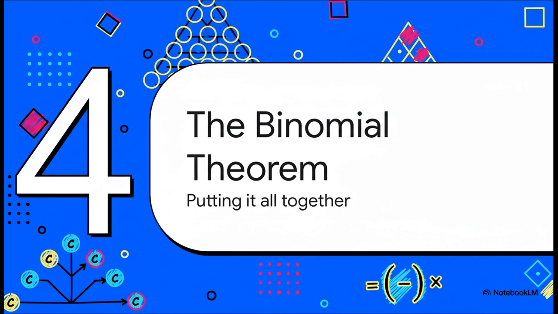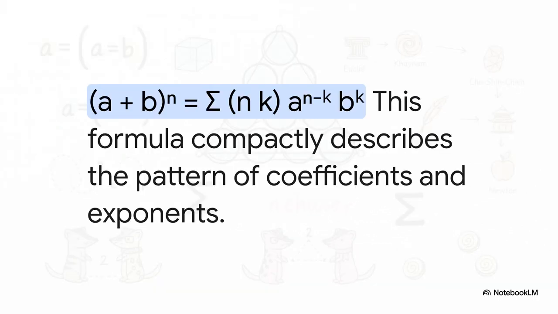So we have the coefficients from Pascal's triangle, and we now know they're just a way of counting combinations. And we have that nice, predictable pattern for the exponents. So let's put it all together and build the official theorem. And here it is, in all its glory. Now, I know it might look a little intimidating, but it's really just a super compact way of writing down everything we've already figured out.